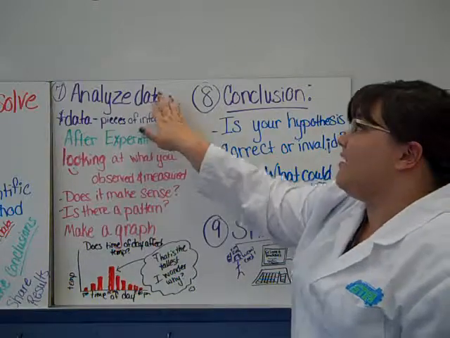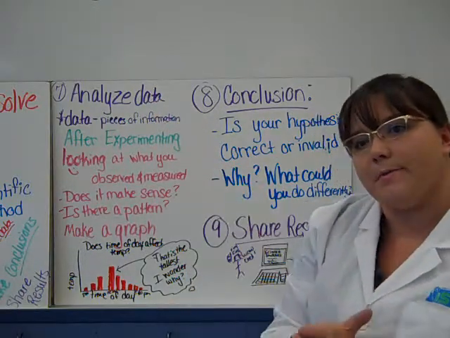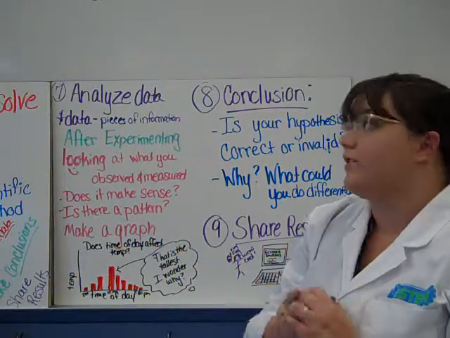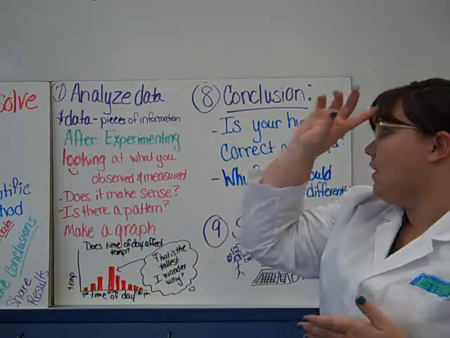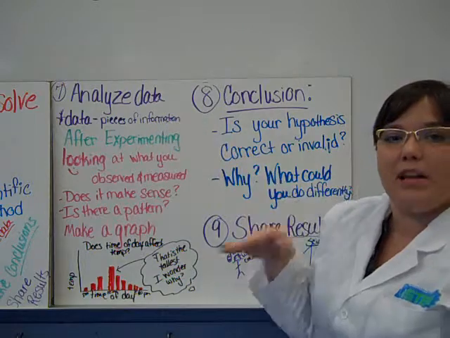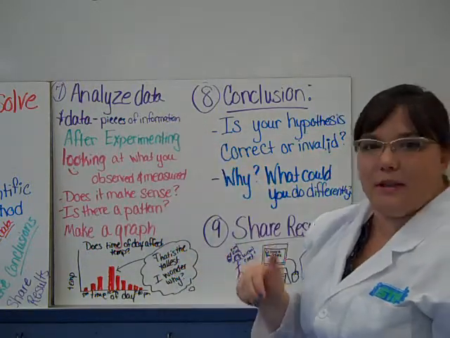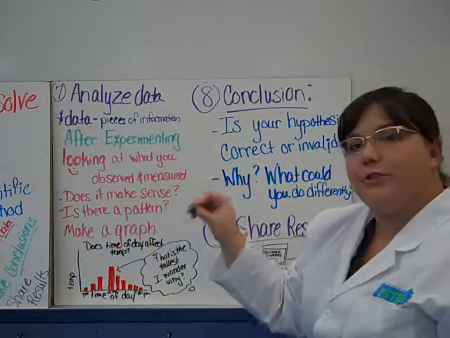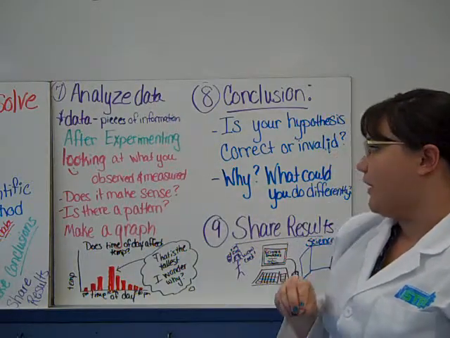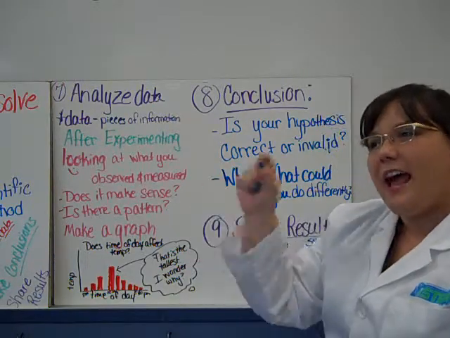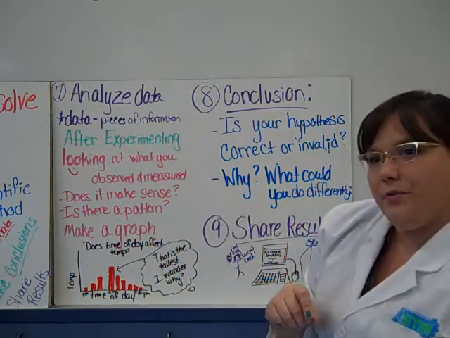Our next step is analyzing the data. So you did your experiment, you took data, you measured, you observed, you wrote all of that down. Now you're looking at these pieces of information and seeing what happened. This happens after experimenting. You're looking at what you observed and measured and recorded. Do your notes make sense? Did what happened make sense to you?